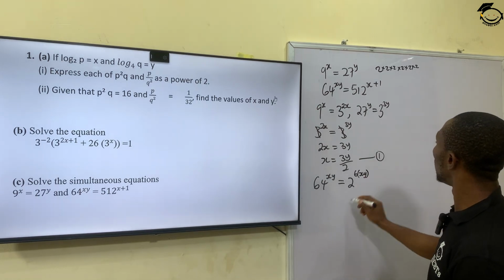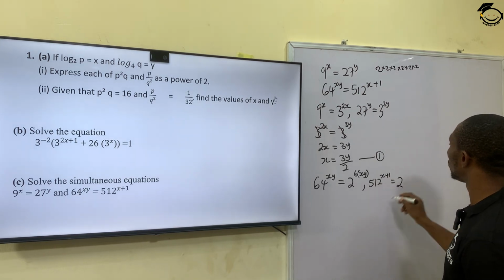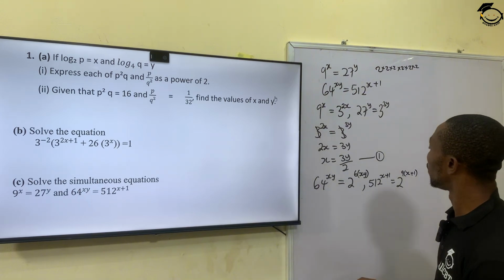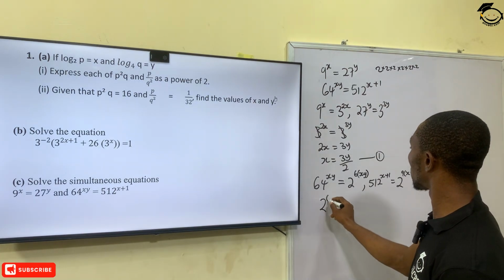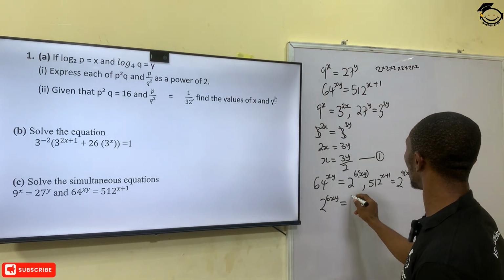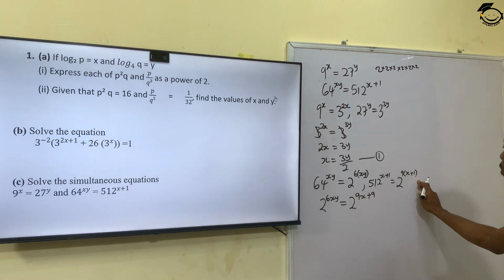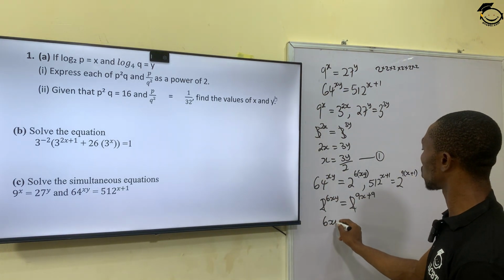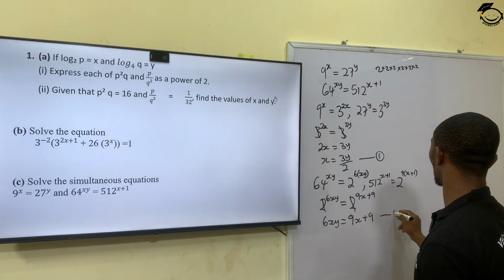Now 512 raised to power x plus 1 will give us 2 raised to power 9 bracket x plus 1. Now substituting, this will become 2 raised to power 6xy equals 2 raised to power 9 bracket x plus 1. Expanding this bracket, 9 times x will give us 9x, 9 times 1 will give us 9. Now, equating our bases, we will have 6xy equals 9x plus 9. Let's call this equation 2.